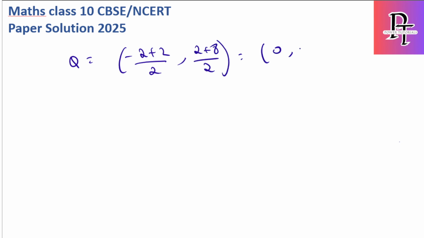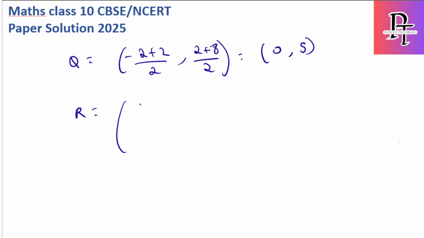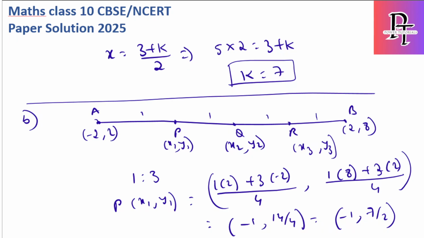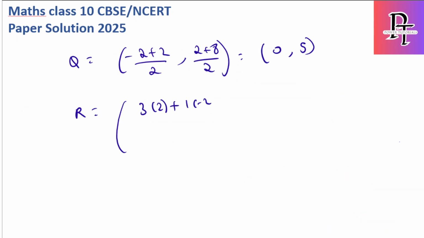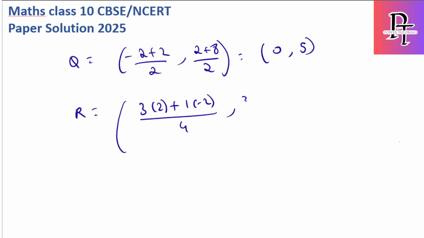So it is 0, 5. Let's find the R point, the ratio now becomes 3:1. So 3 into 2 plus 1 into minus 2 by 3 plus 1 is 4. 3 into 8 plus 1 into 2 by 4.